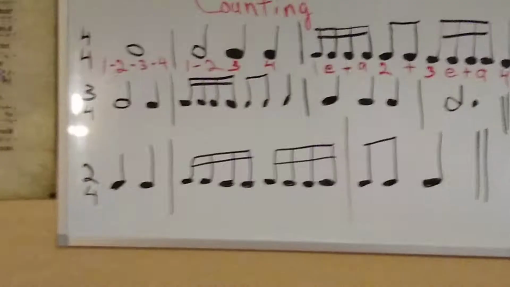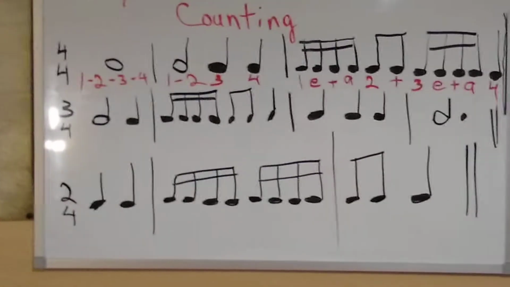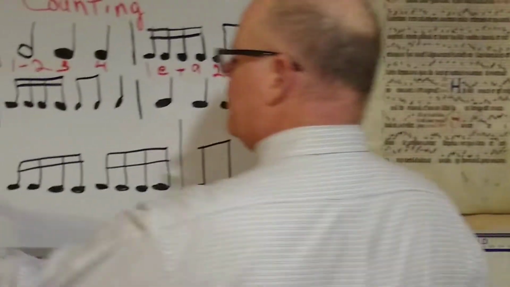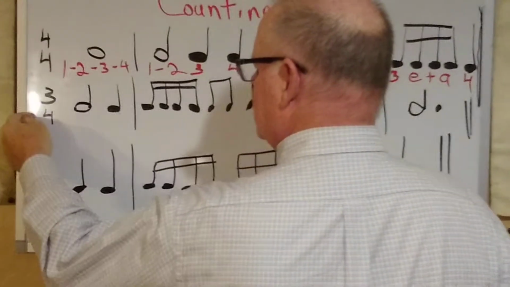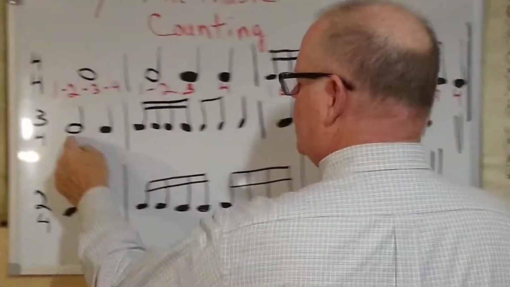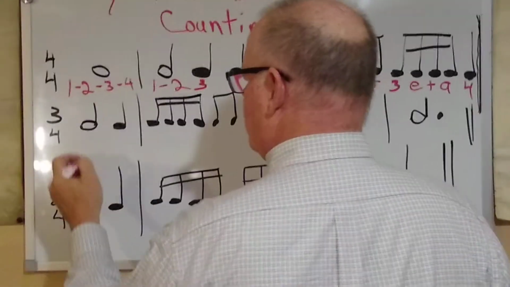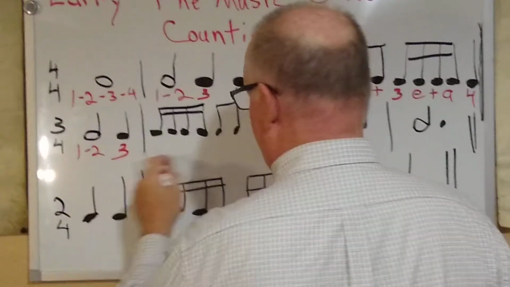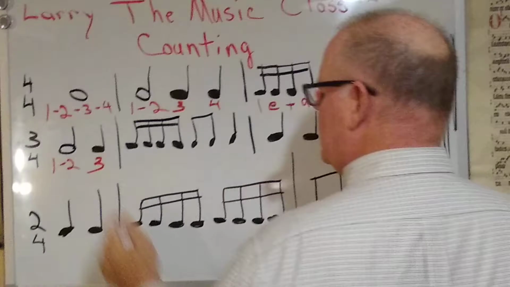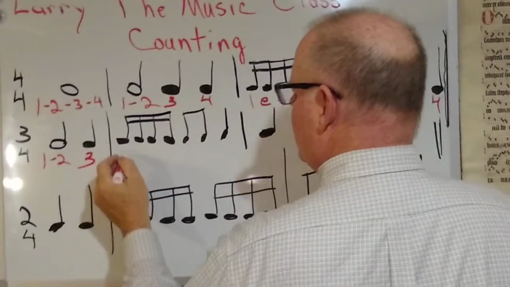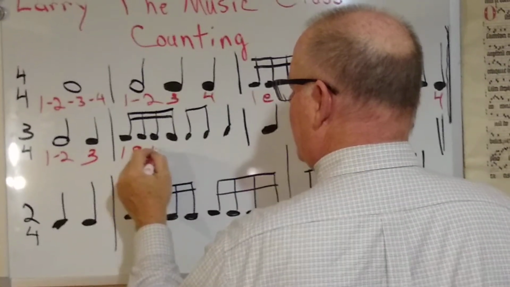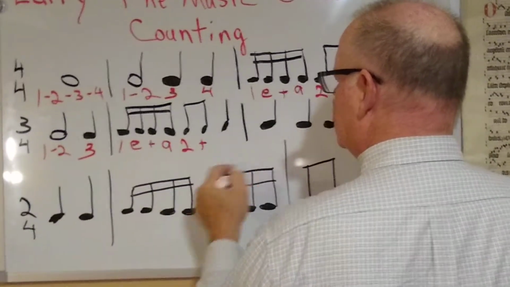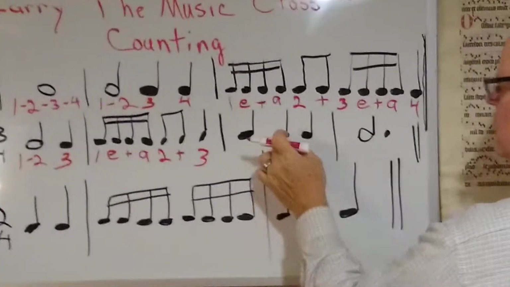Let's go on to 3/4 time. Everything still stays the same, except we can only use 3 beats per measure, or the value of 3 quarter notes. So let's start right here. This one is similar to that one. So this will be beat 1-2, beat number 3. I can't go any further because I'm only allowed 3 beats. This is similar to that one. 1 E and A, 2 and 3.